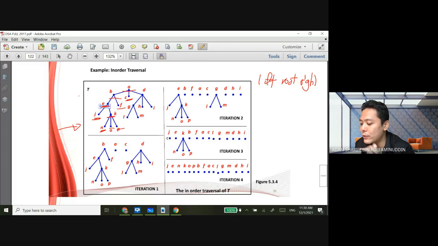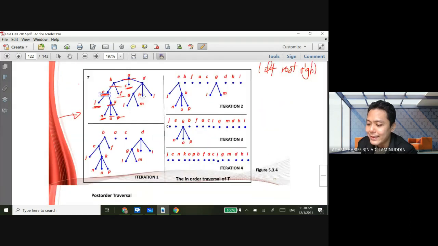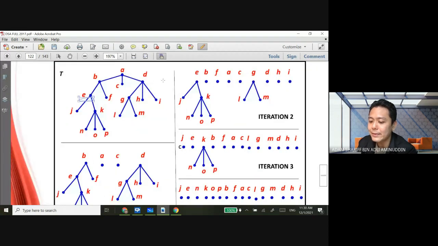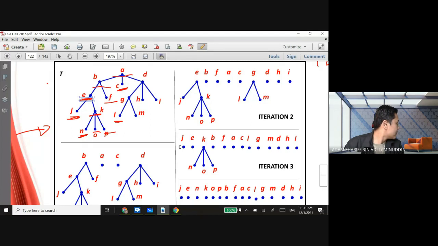Now comes the confusion part. Okay, already A, already C. You don't choose D first. Yang ni, D, jangan. Because D is the root, you must finish the left one first, which is L. And then go back to G, root, right, M.